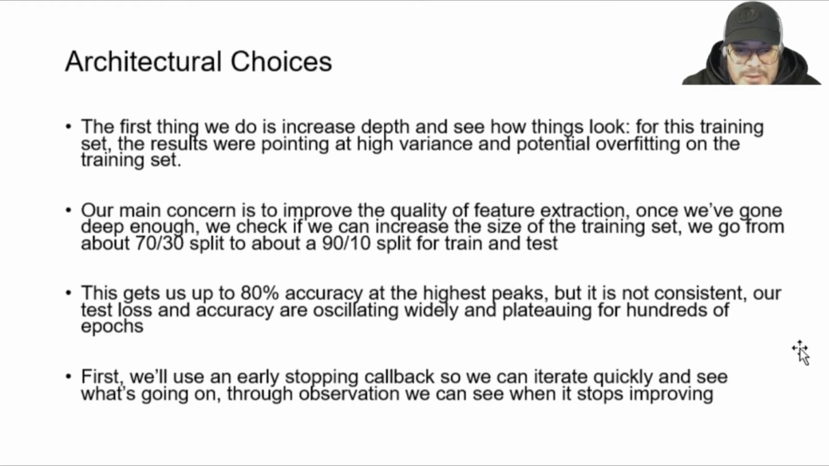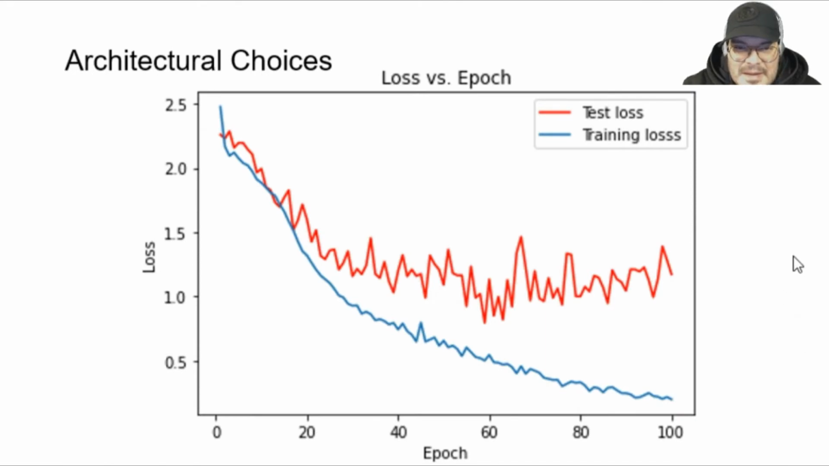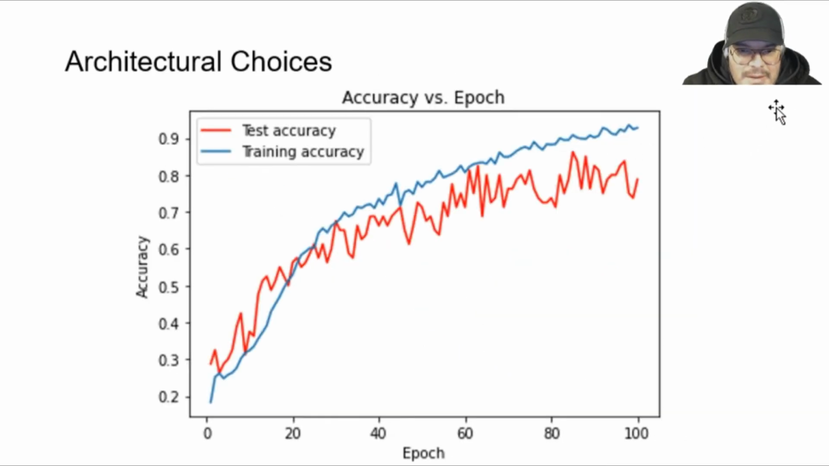So the first thing we're going to do is get an early stopping callback so we can iterate quickly and see what's going wrong and try to make some adjustments. You have to have that GPU. It really helps out. So you can see here it's wider and wider oscillations, and then it's plateauing or even going up a little bit on the test loss, and then the accuracy is also kind of starting to plateau here. It's oscillating widely as well.